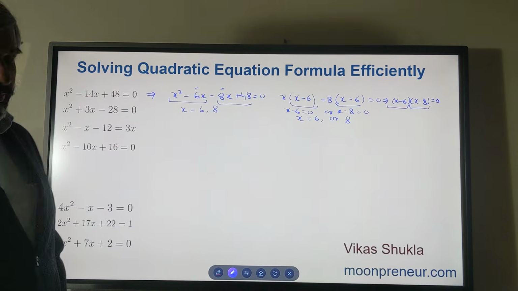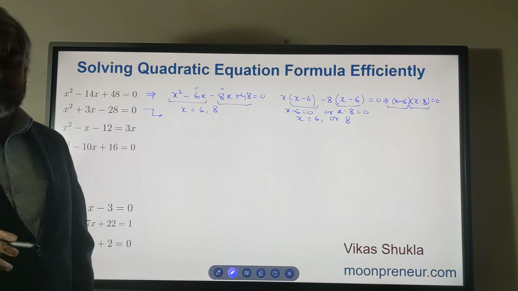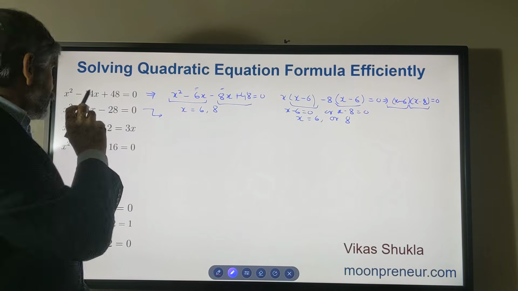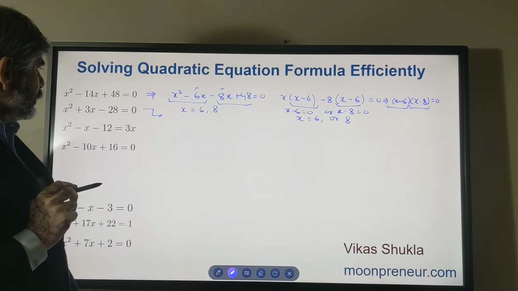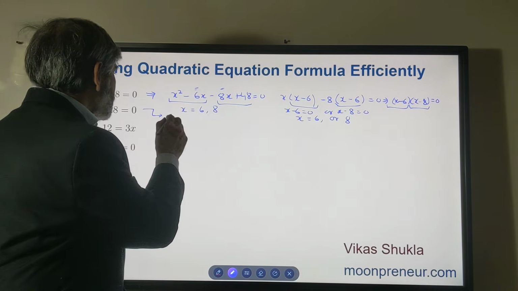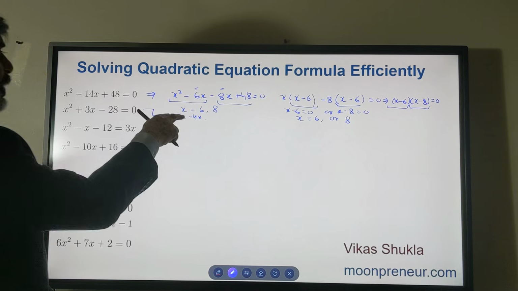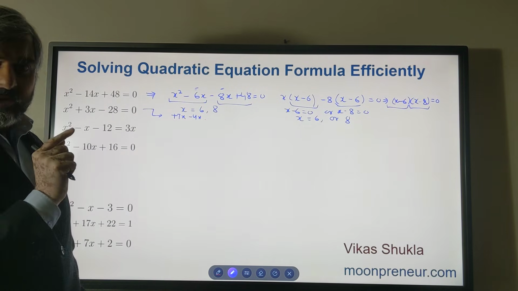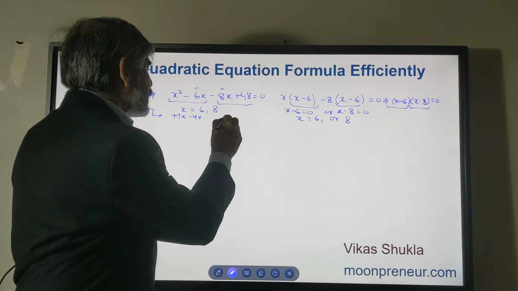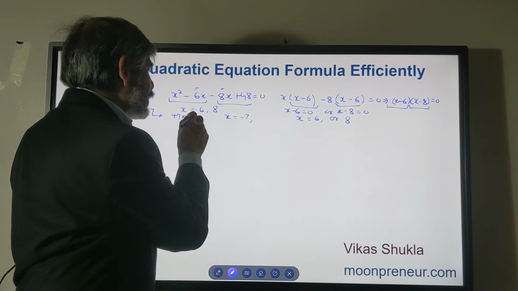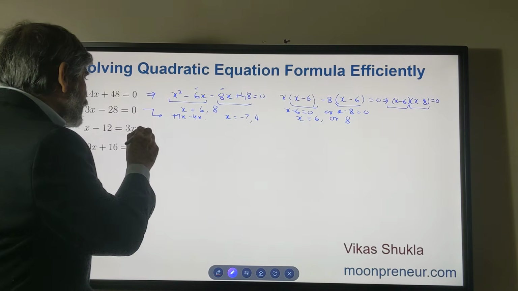That is the solution. Let's see and apply this method on this one. This is plus 3x. We need to find the two numbers that multiply to minus 28, and their sum has to be 3. So those two numbers are going to be plus 7 and minus 4, right? Plus 7 and minus 4. Now watch it carefully. You need to reverse the sign of plus 7. So you get the solution minus 7 and reverse the sign of minus 4, which is plus 4. This is the solution.